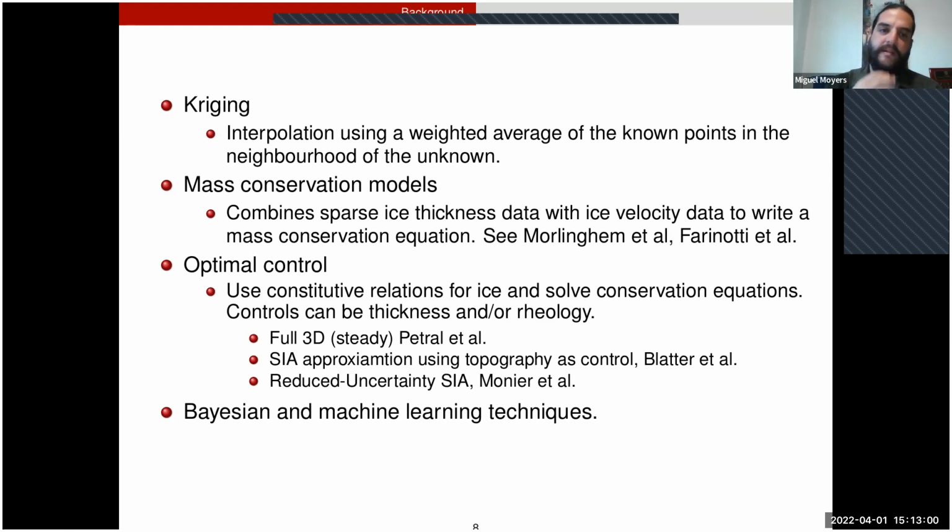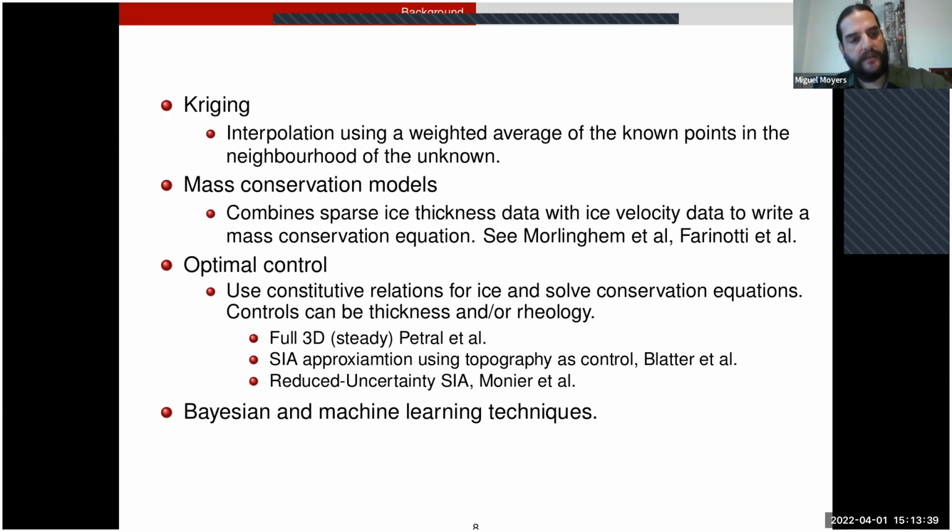And then people started to build more sophisticated models. Some of them use the idea of a conservation model. If you have the information of the velocity of the surface, you can empirically form fluxes of mass of ice at one point and another. Then you just write your kinematic equation, and through that you can infer the thickness of the ice. That's a popular technique that's still in use now. You can see Morlighem and Farinotti have done that a lot.